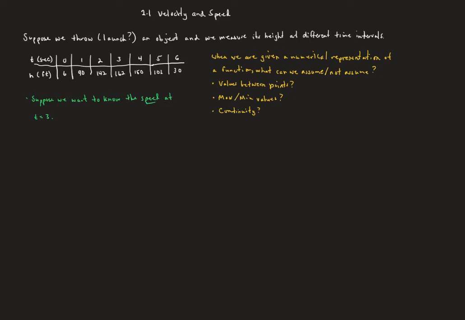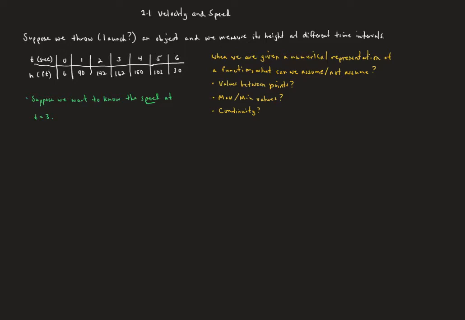Going to talk here about section 2.1 in our book, Velocity and Speed. So we have here a little table of values, and suppose we throw or kick or shoot or launch some object into the air, and we measure its height at different time intervals. So you can see in the table that we're measuring time in seconds and height in feet.